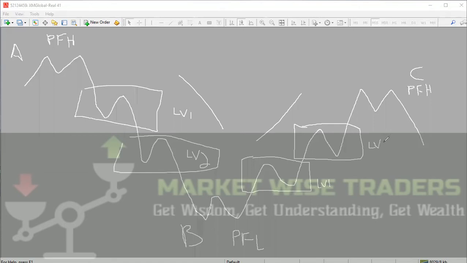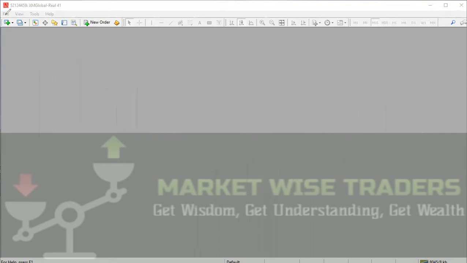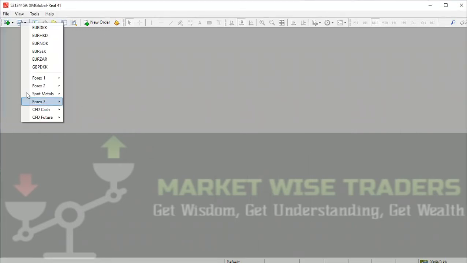So this cycle is more clearly seen on the H1 time frame. Yes, you can also see it on H4 or any other time frame or M15, but it's most clearly seen on H1. Okay, so let's look at the chart. Some of you will be saying never. Let's look at some charts and see if we can see this cycle.